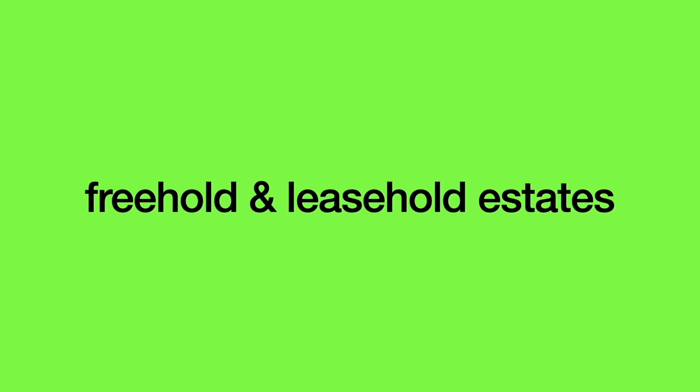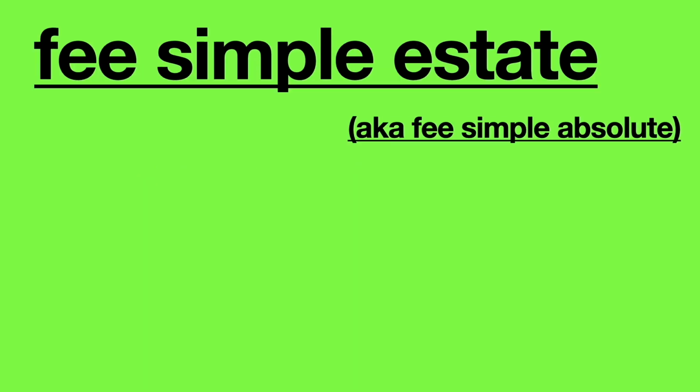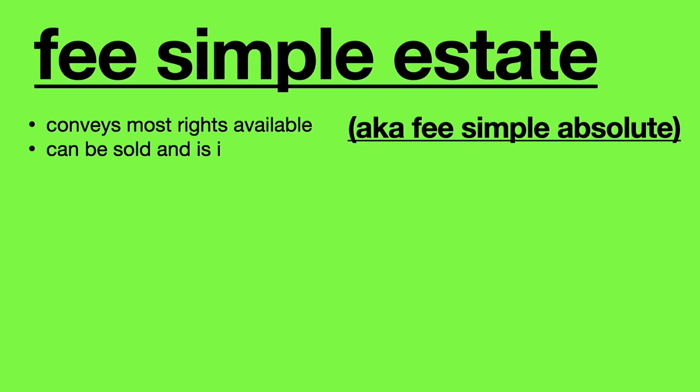Types of ownership: freehold and leasehold estates. A freehold estate is an interest in real property where the owner's possession of the property isn't of a fixed duration, as it would be in a leasehold estate. Fee simple estate, aka fee simple absolute, is a type of freehold estate that conveys the most rights available. Property held as a fee simple can be sold and is inheritable.